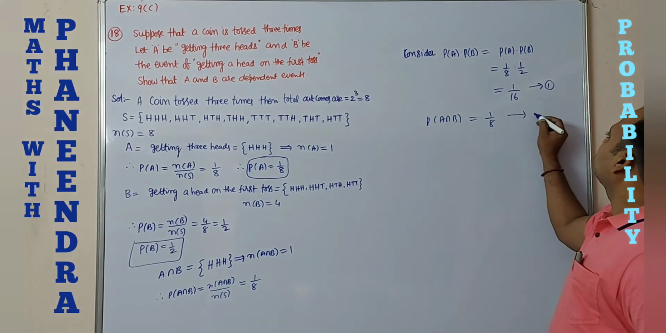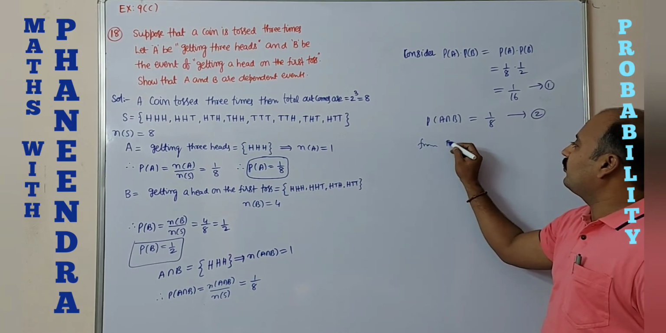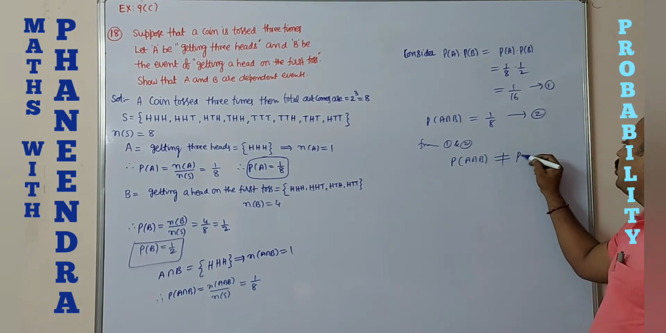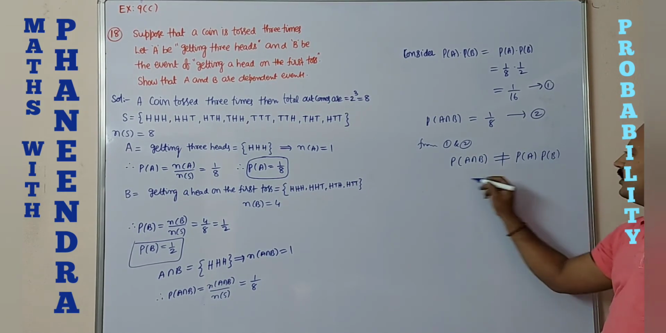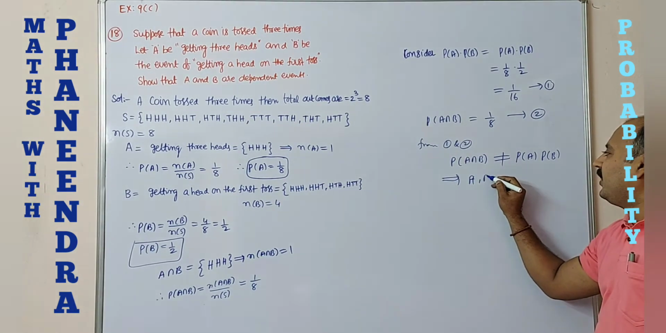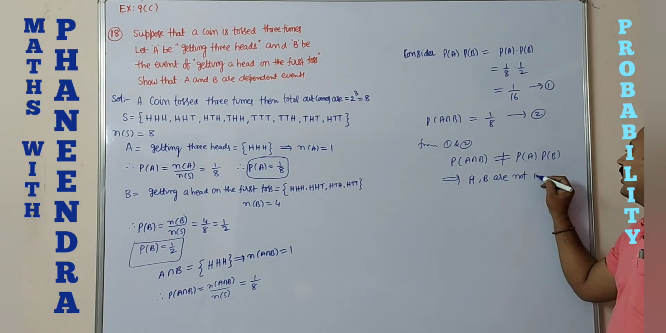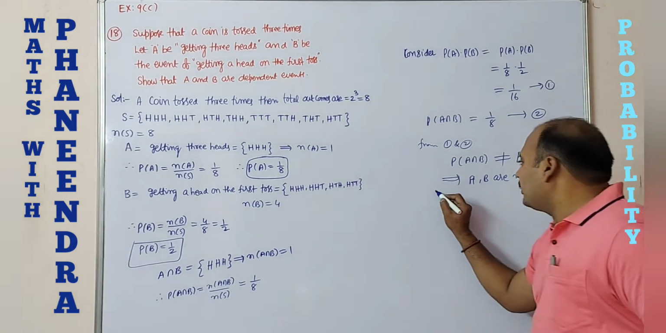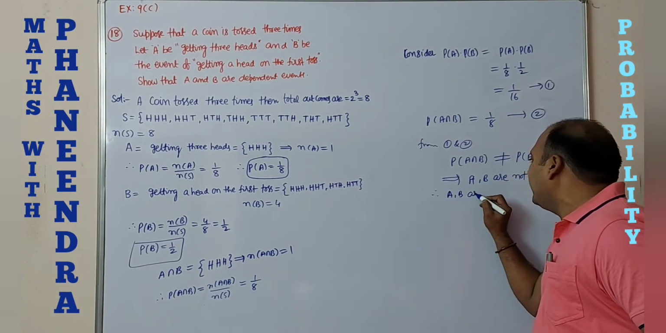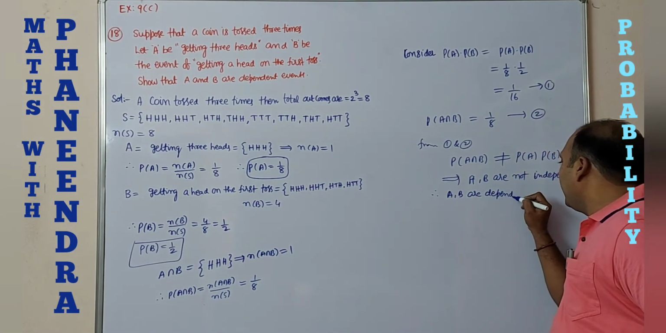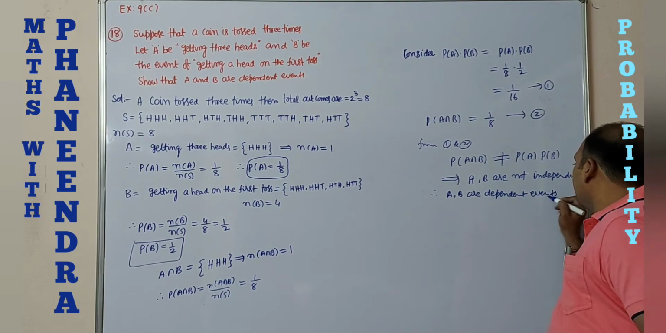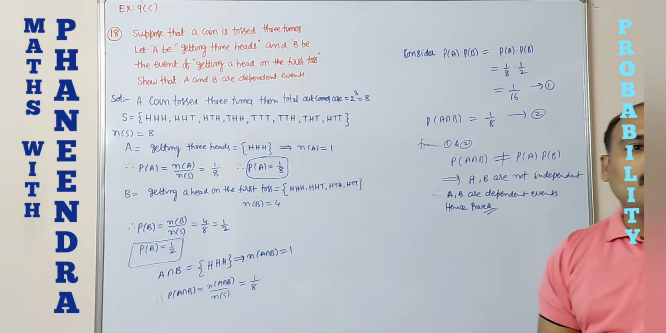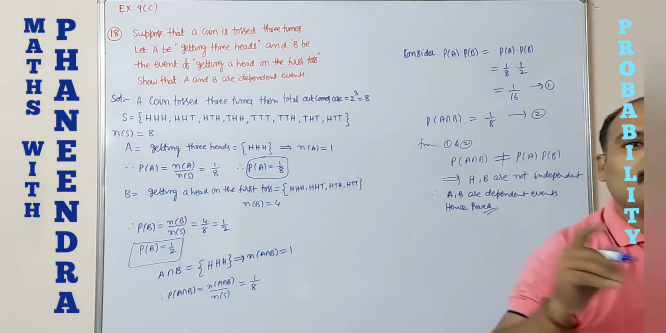P of A intersection B is what? 1 by 8. So from 1 and 2, generally, P of A intersection B is not equal to P of A into P of B. That implies that A comma B are not independent. They are not independent events means what? Therefore, A comma B are dependent events. Hence, proved. I think you people understand, students. We'll move on to the next question.